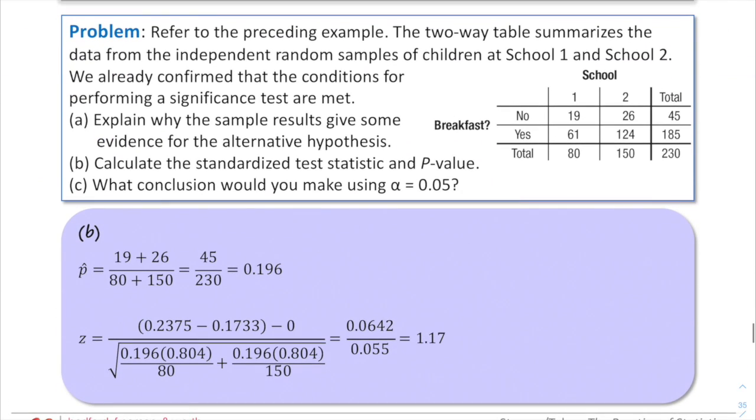Part C, calculating the standardized test statistic. You have your statistics from before that you're subtracting. You have 0. What is new is this denominator with the pooled p.